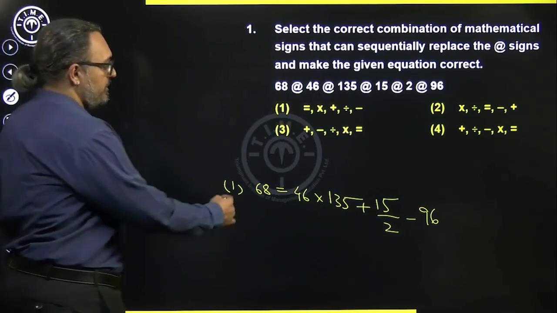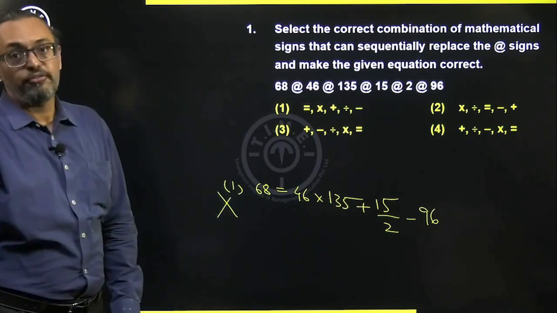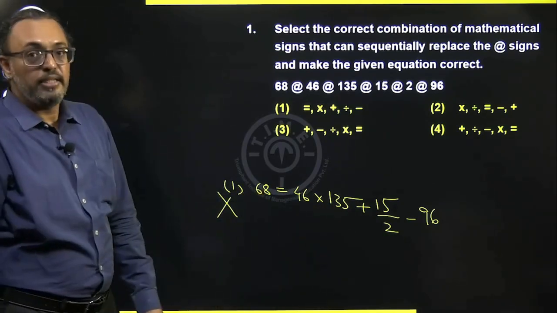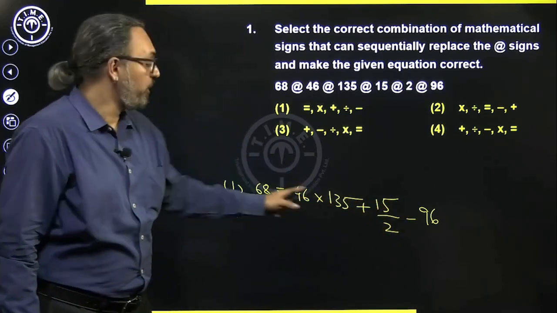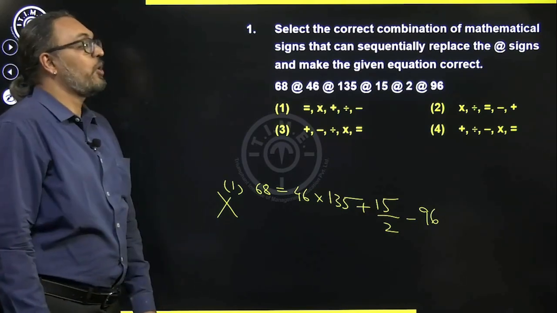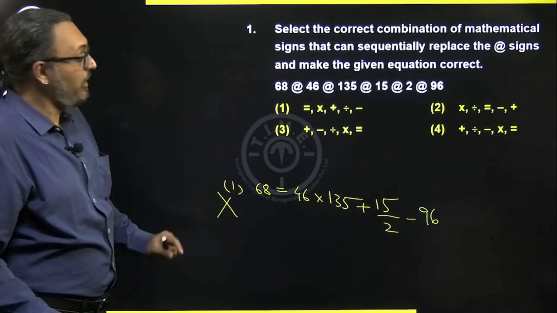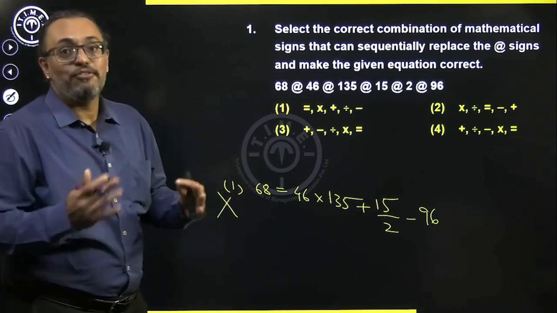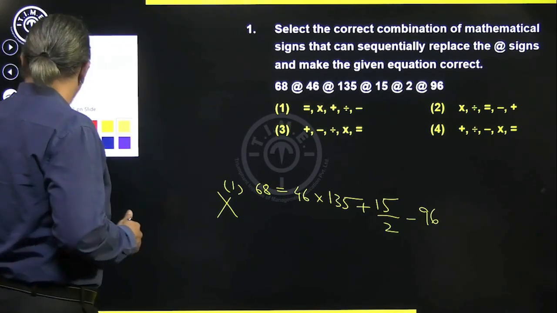Now obviously I can say this is not going to work for us because 46 into 135 is a very big number, correct? And then just subtracting 96 and then adding 7.5 is not going to give us our answer. So option 1 does not work for us. Are you understanding the point? Like this you can see which one works, which one need not work.